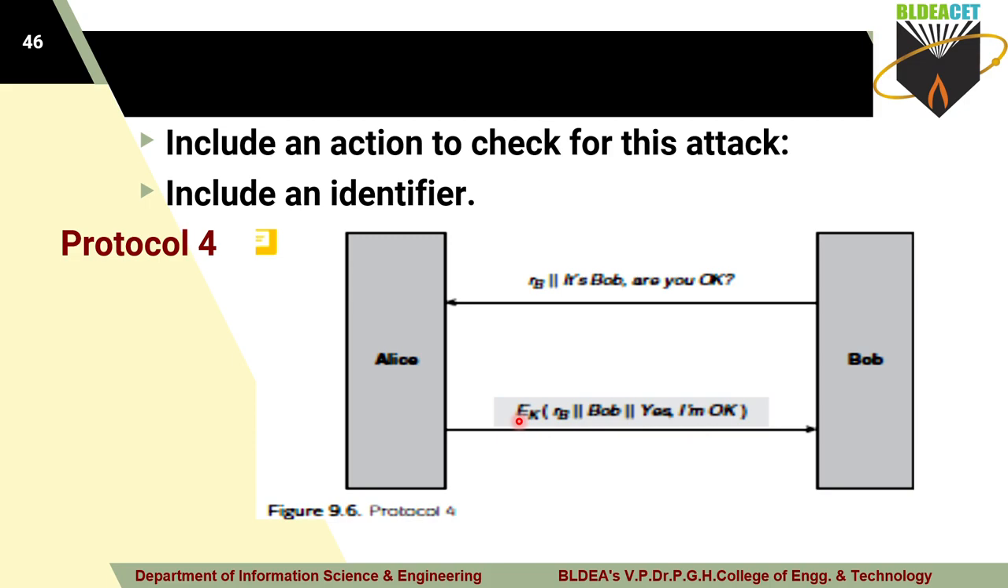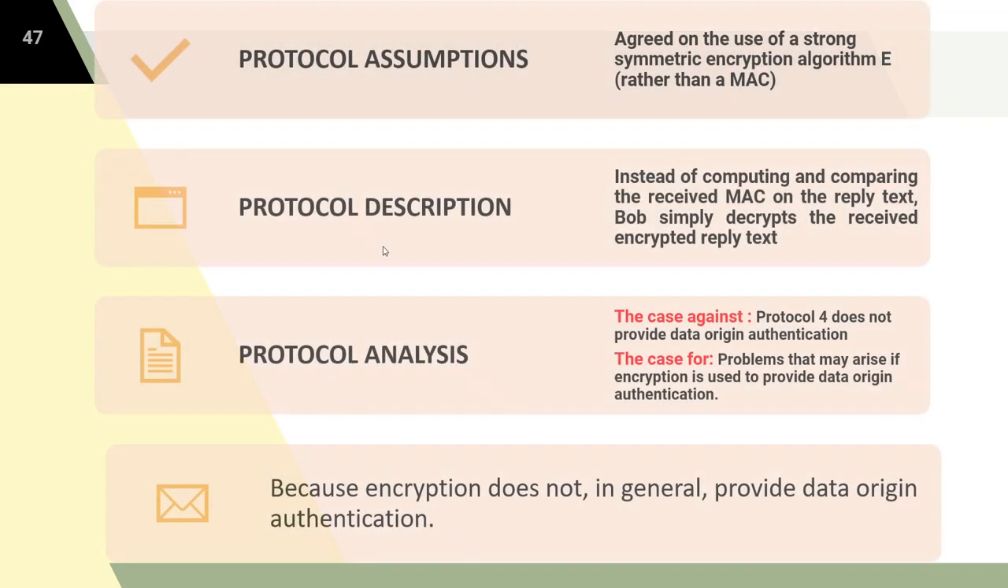A message authentication code is like a hash function; with its help you generate the authentication code. But instead of doing that, you can just encrypt the message using an encryption algorithm, with the key known by both Alice and Bob. That is, you are using a symmetric key here. So what is the protocol assumption for protocol 4? Agreement on the use of a strong symmetric encryption algorithm E. Instead of using a MAC, you have to agree to use the symmetric encryption algorithm.